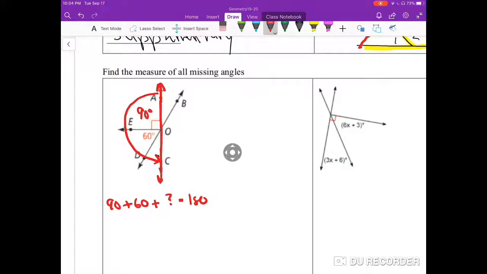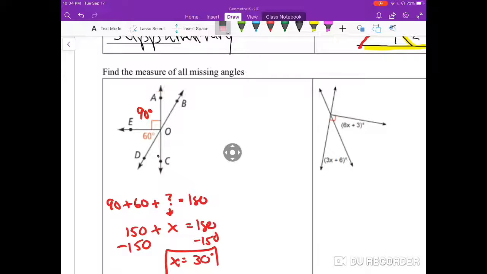So what we're going to do here is solve this. We can replace this question mark with an X since there aren't any other X's in this picture. So we can set this up as 150 plus X equals 180, and subtract 150 from both sides, and we'll get X equals 30 degrees. Okay, so now I would label my 30 degrees in here in my picture so that I have it.